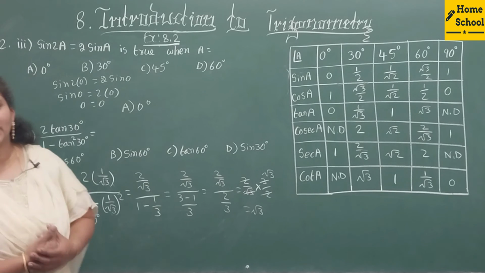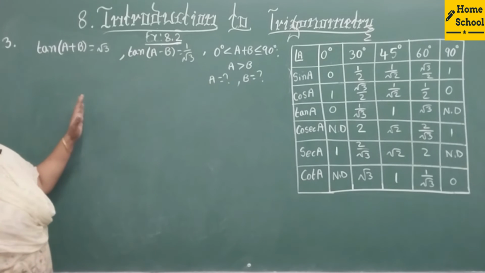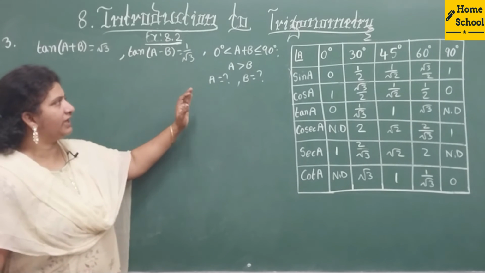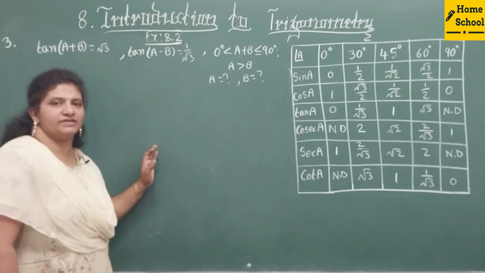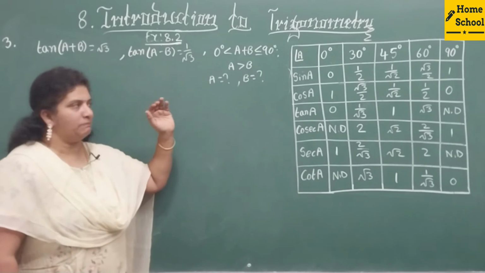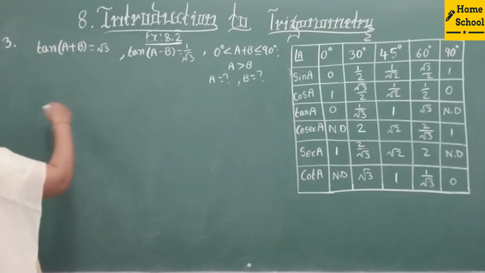Okay. With this, we complete our second main. Third problem. If tan of A plus B is equal to root 3 and tan of A minus B is equal to 1 by root 3, A plus B is greater than 0 degree and less than or equal to 90 degree. A is greater than B. Find A and B value. How can we find this?